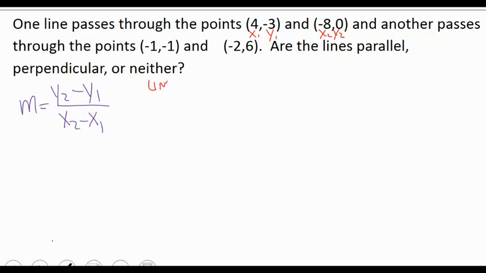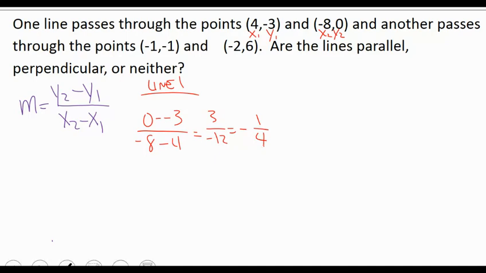So line 1 would be 0 minus -3, y2 minus y1, over -8 minus 4, x2 minus x1. I'm going to do that math. 0 minus -3 is actually 3. -8 minus 4 is -12. So if I simplify that, that would be -1/4. So the slope of line 1 is -1/4.